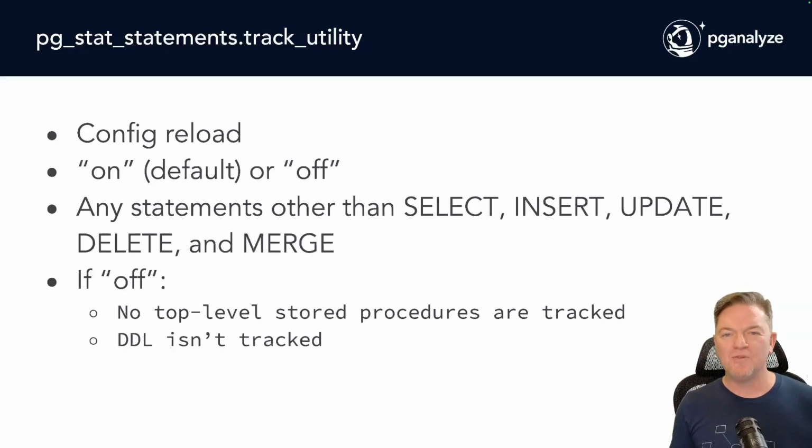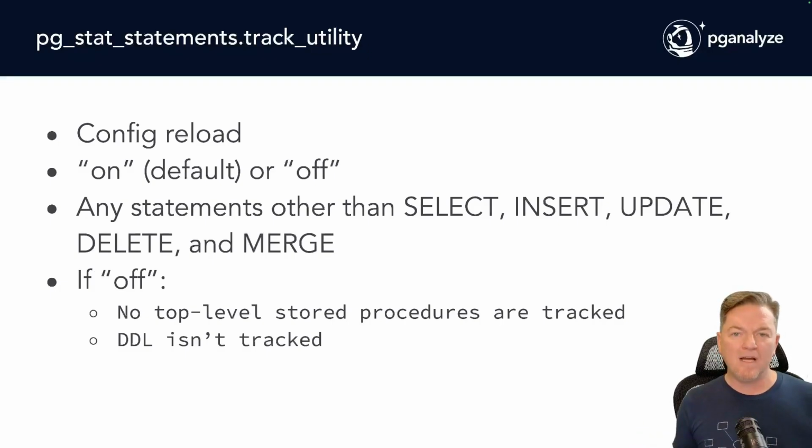The next one is track utility. This can be changed through a configuration reload as well. No restart is required. By default, it is on, and that means it tracks essentially all the statements that are happening within your database. Even things like prepare, commits, rollbacks, those specific individual statements are tracked, which are taking up space within your database. So if your main priority is to track the DML operations on your database, things like select, insert, update, delete, and merge, then you can turn off track utility and often save some rows that are being written into pg_stat_statements currently.